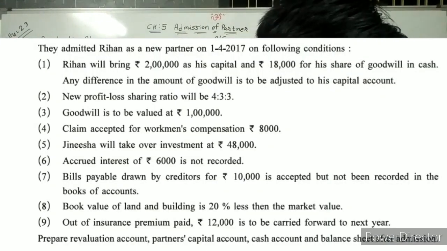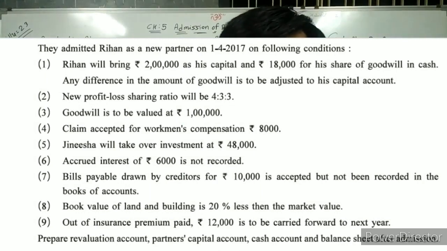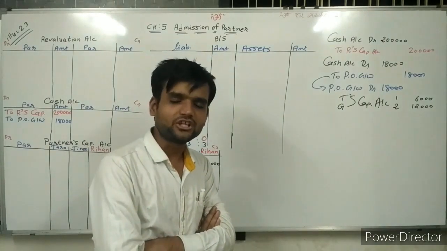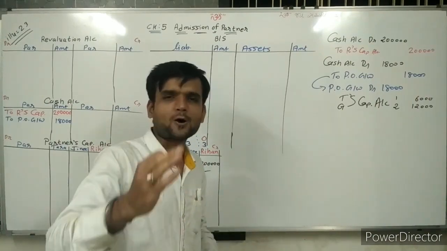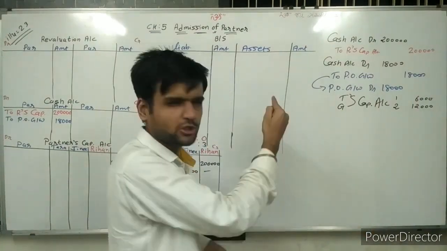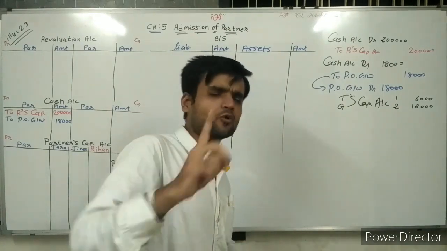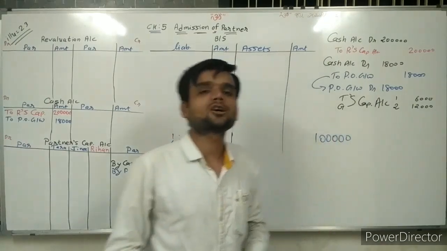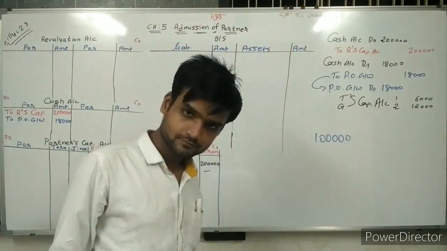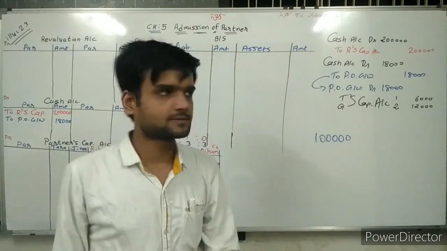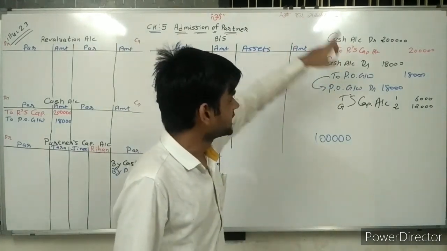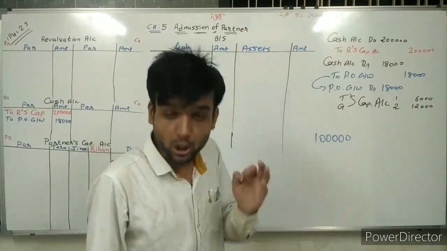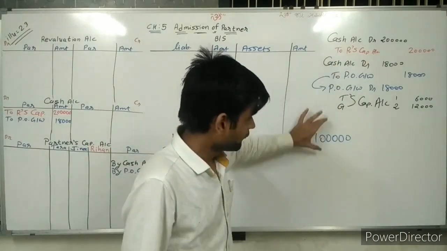Sir, goodwill is to be valued at rupees 1 lakh. So what is it? Goodwill value 1 lakh. What is given? It's a new value of goodwill. Now, the turning point starts in this particular sum. Sir, the total value of goodwill is 1 lakh rupees. So it's the goodwill amount of this firm, the whole firm. Now, how many rupees should this partner Rihan give from this goodwill amount?